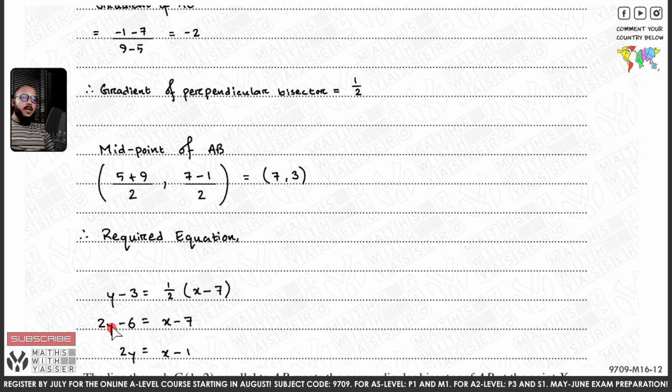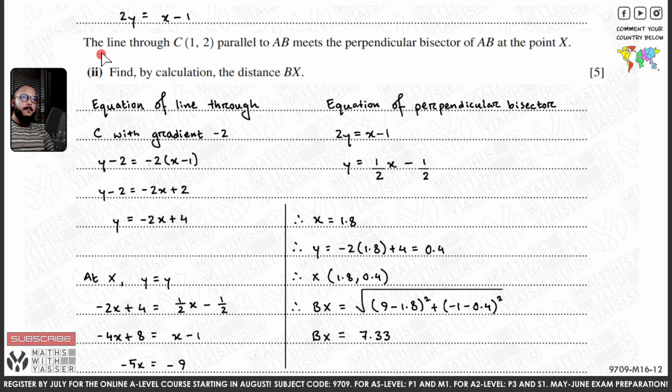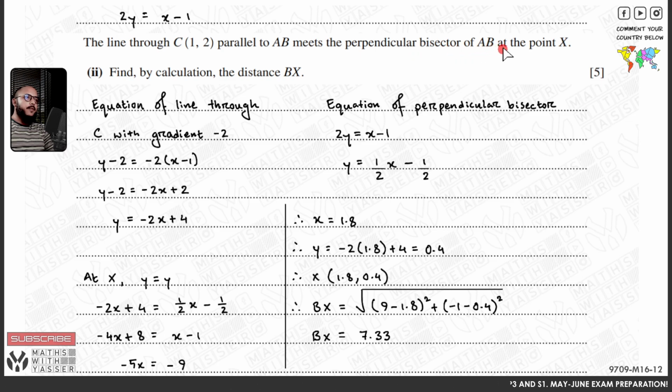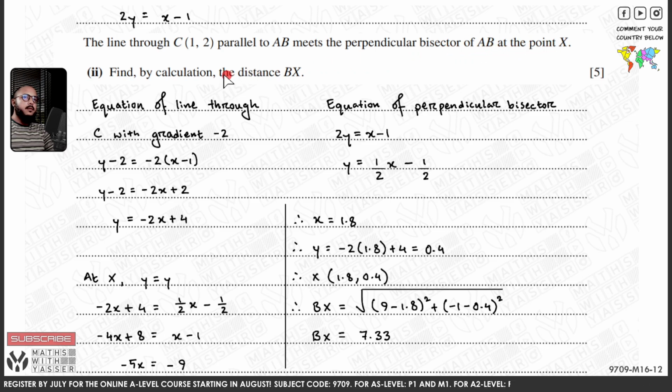Now if I cross multiply, we get 2y minus 6 is equal to x minus 7. So 2y is equal to x minus 1. Then it says the line through C(1, 2), parallel to AB, meets the perpendicular bisector of AB at the point X. We need to find by calculation the distance BX.